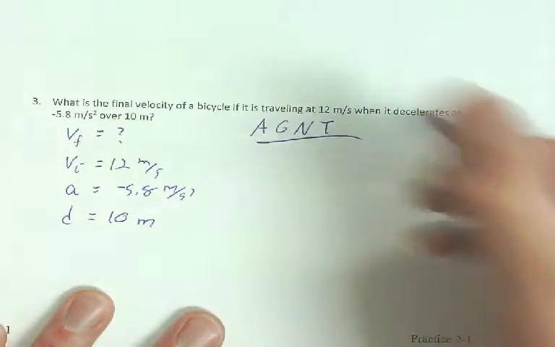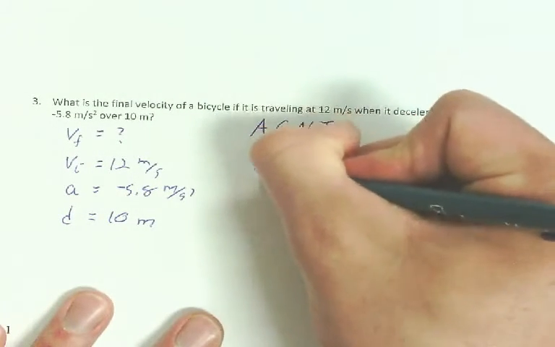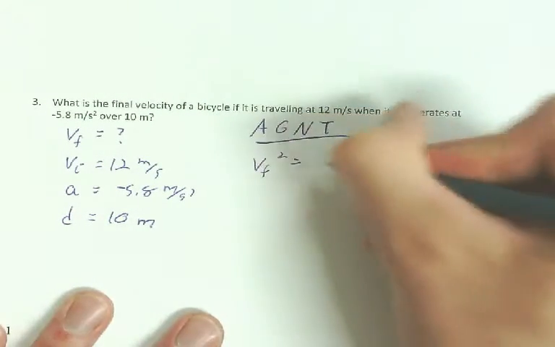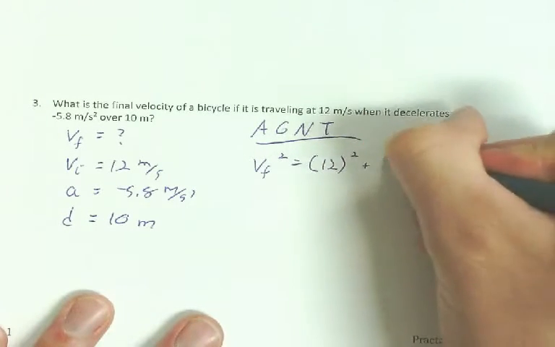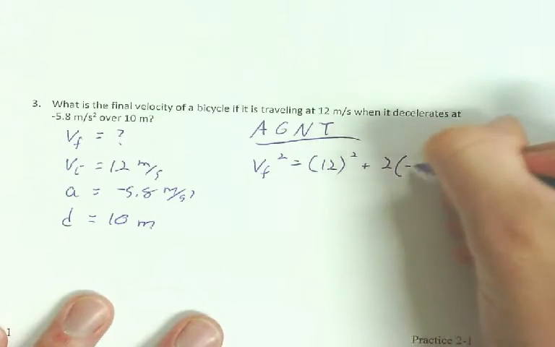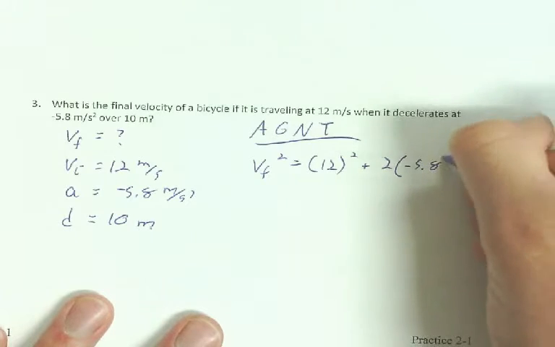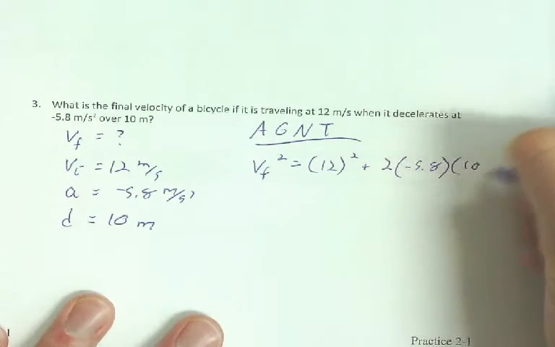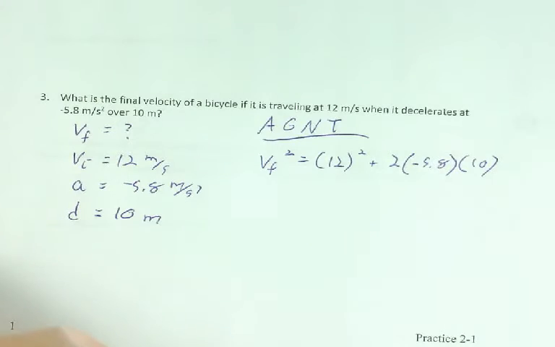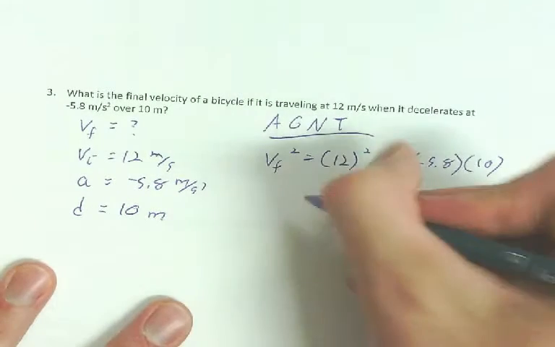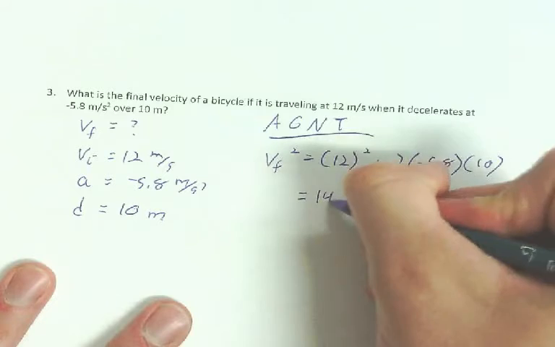So when we set it up, it's V final squared equals V initial squared plus 2AD. And where I saw people having trouble is solving the algebra. So let's talk about how to solve the algebra here. So first thing we do is square the 12. That's 144.